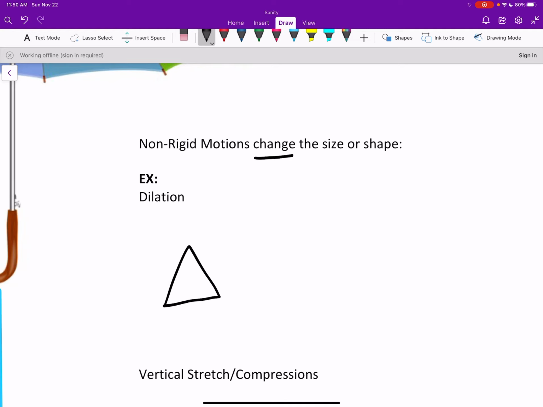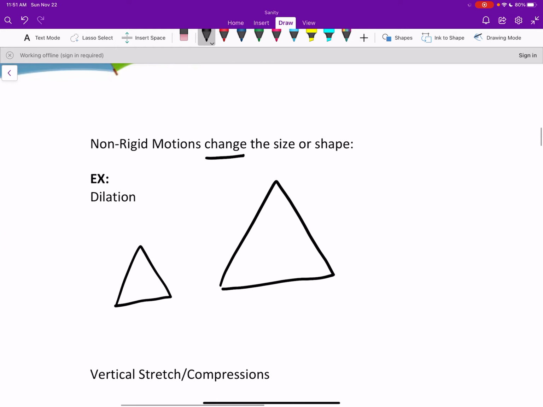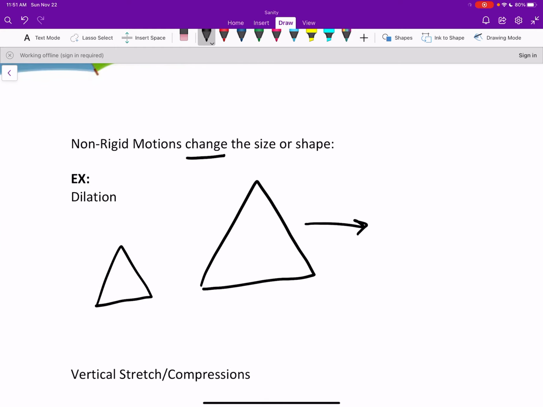If I do a dilation, that just scales something up. See how it changed the size? May not have changed the shape, but this thing got bigger, so this is considered a non-rigid motion. All right, so dilation, or you could take this thing and scale it down by a factor of maybe 1/5, and you'll get a really tiny triangle, right? So dilation, I like to think about it as scale by a factor of blank, right? Could be multiplying by 2 and then everything gets bigger, or you could multiply by 1/4 and everything gets 1/4 the size.